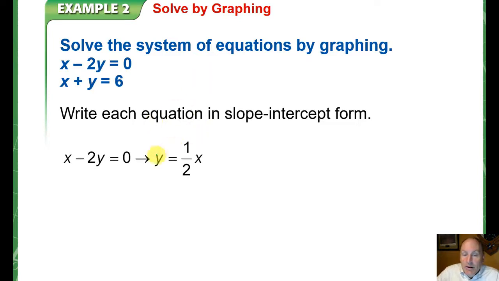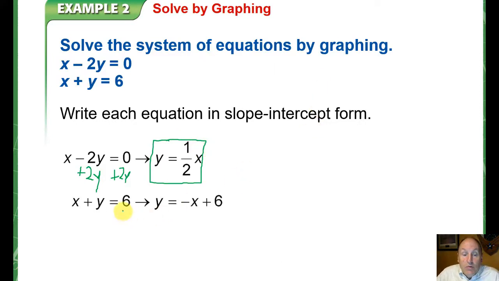But we'll go ahead and put them in slope-intercept form. So if we use the addition property of equality and add 2y to both sides, and then we use the division property of equality and divide both sides by 2, what we wind up with for the first equation in slope-intercept form is y equals 1/2 x. The second equation works out very simply just by using the subtraction property of equality and subtracting x from both sides. And so in slope-intercept form, that equation becomes y equals negative x plus 6. So let's go ahead and look at a graph of that.